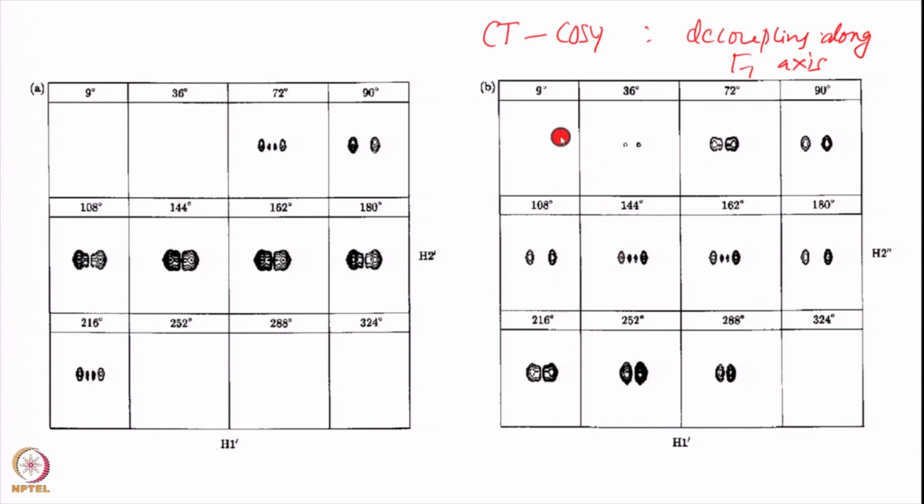The H1 prime is what? It is a doublet of a doublet. It has 2 couplings, 1 prime to 2 prime and 1 prime to 2 double prime. So you can see the 4 components here.